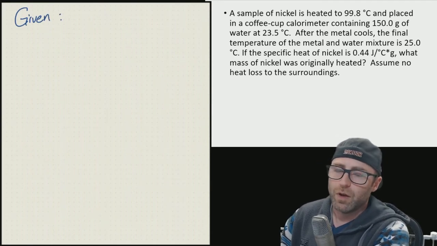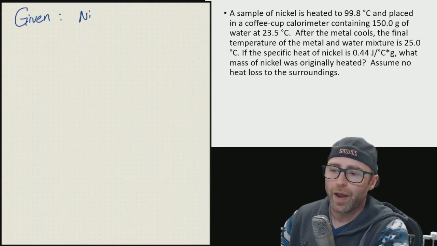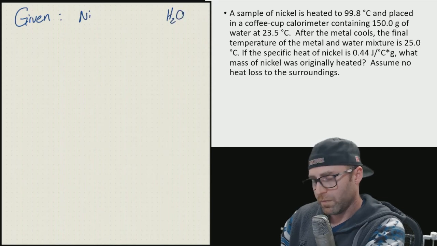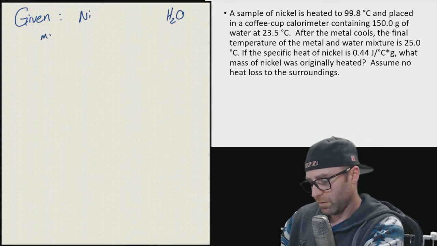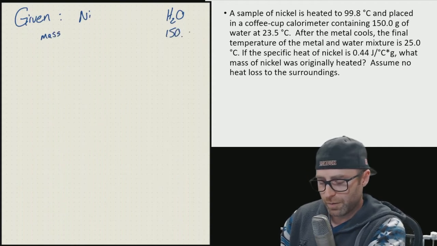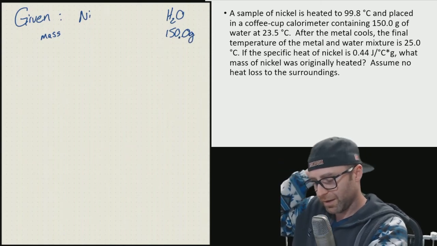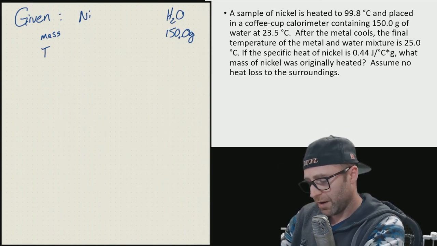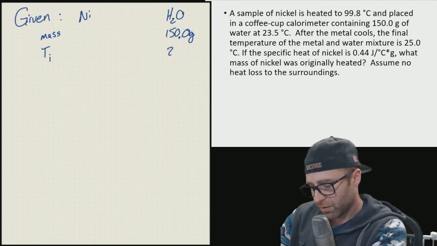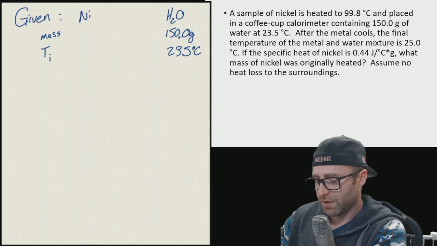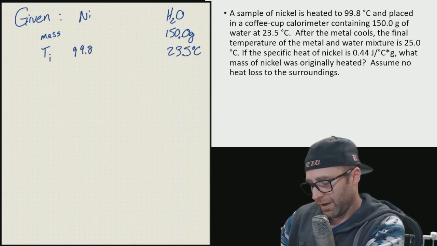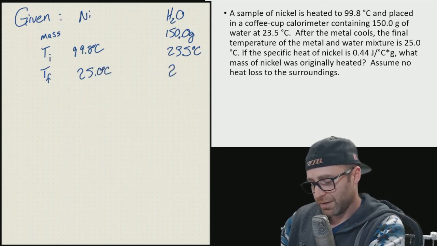All right, so first off, we've got nickel. We also have water. What do we know about the nickel? What do we know about the water? Well, we know that the water had 150.0 grams. We know that the initial temperature of the water was 23.5 degrees Celsius. The initial temperature of our nickel was 99.8 degrees Celsius. We know that the final temperature of both of them is going to be 25 degrees Celsius, because it's telling us the final temperature of our mixture.